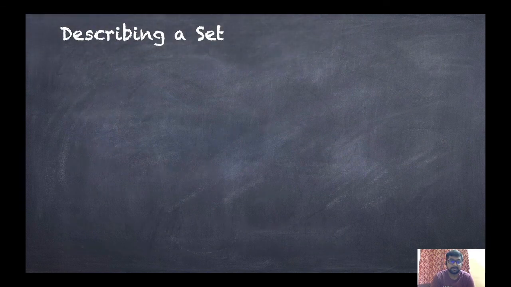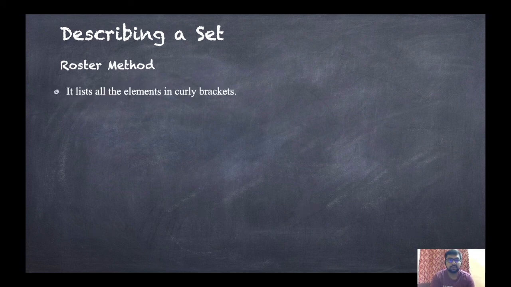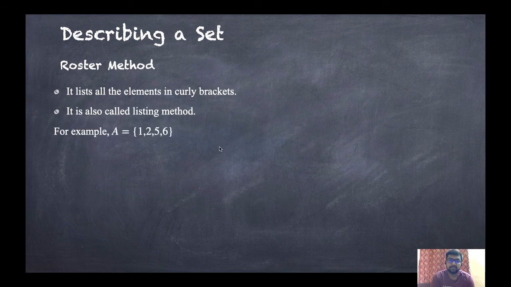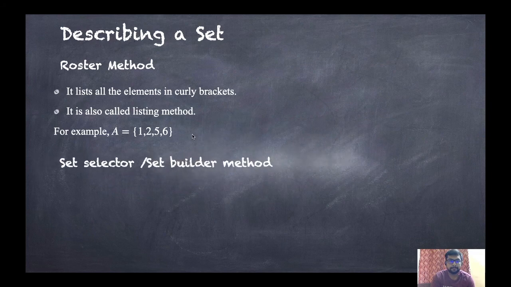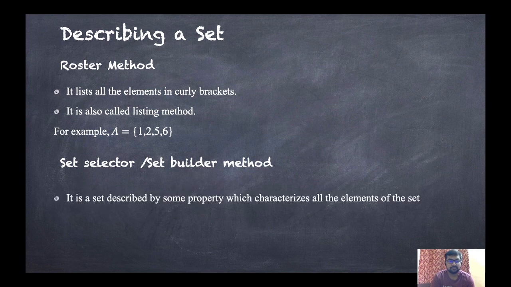Now, describing a set. There are two methods. The first one is the roster method. It lists all the elements in curly brackets, and it is also called the listing method. For example, A = {1, 2, 5, 6}. So this is the roster method. And the second one is the set selector or set builder method. It is a set described by some property which characterizes all the elements of the set.